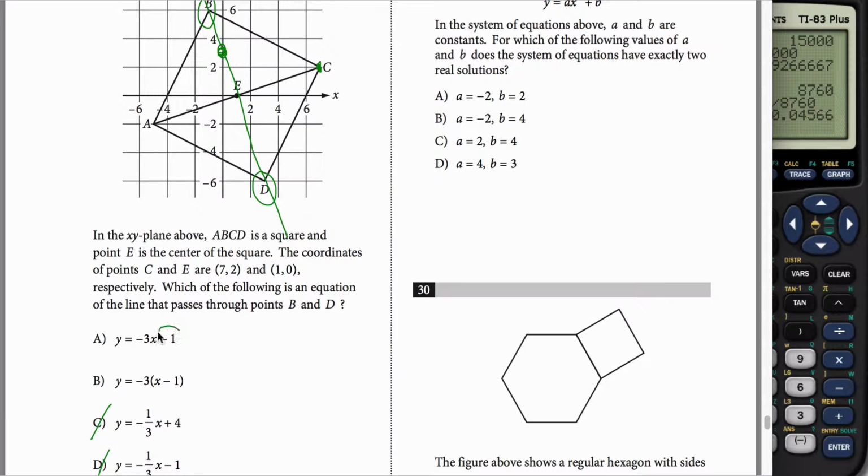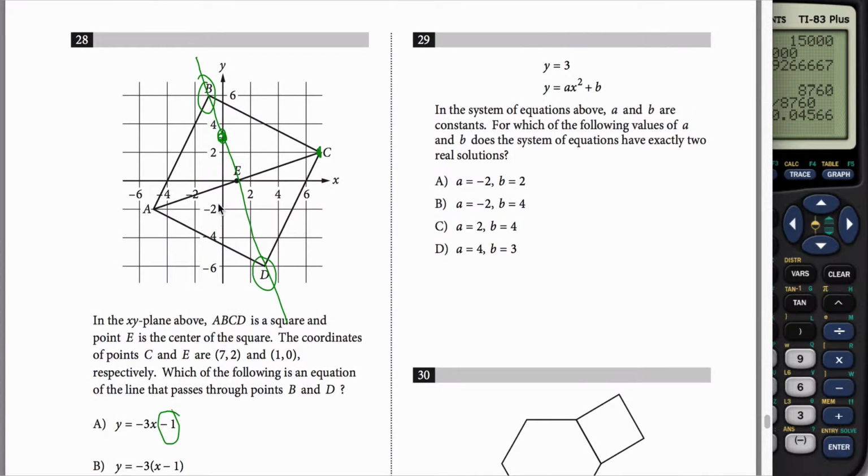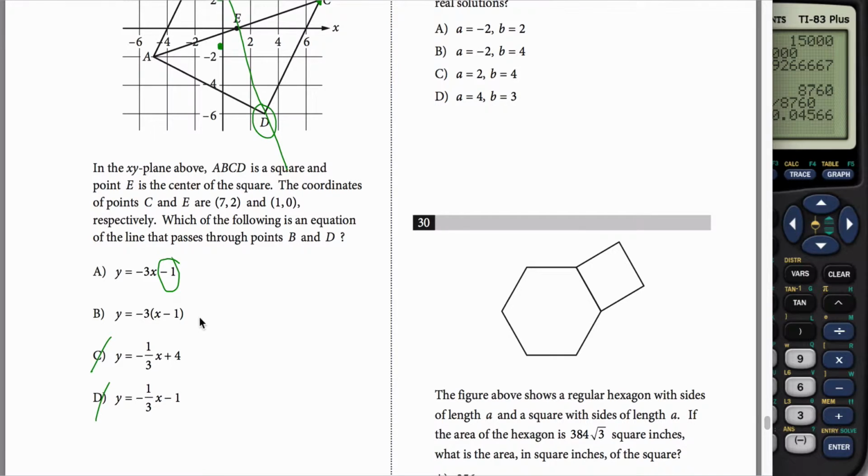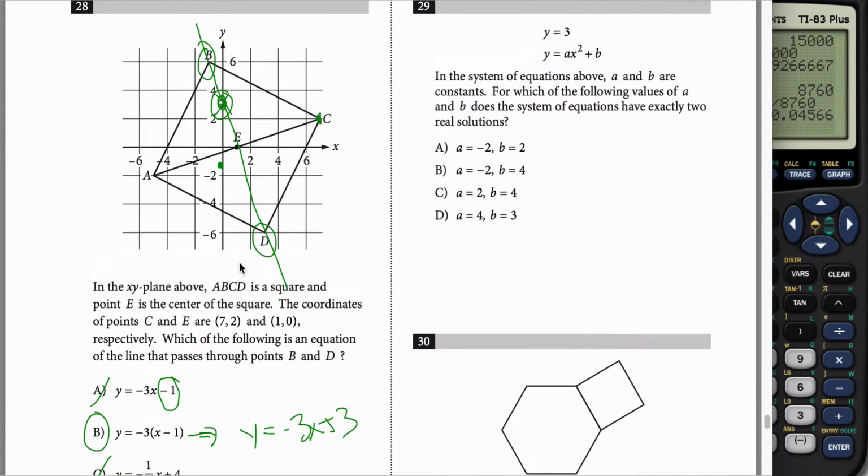This one, it looks like my y-intercept is -1. I do not cross this y-axis at -1. I cross it way up here at what appears to be 3. Here, if you take the -3 and distribute it through, I get y equals -3x plus 3. Without doing any calculations at all, I can tell you that this answer is B just by looking at the graph. If you didn't see that, you could actually calculate this.